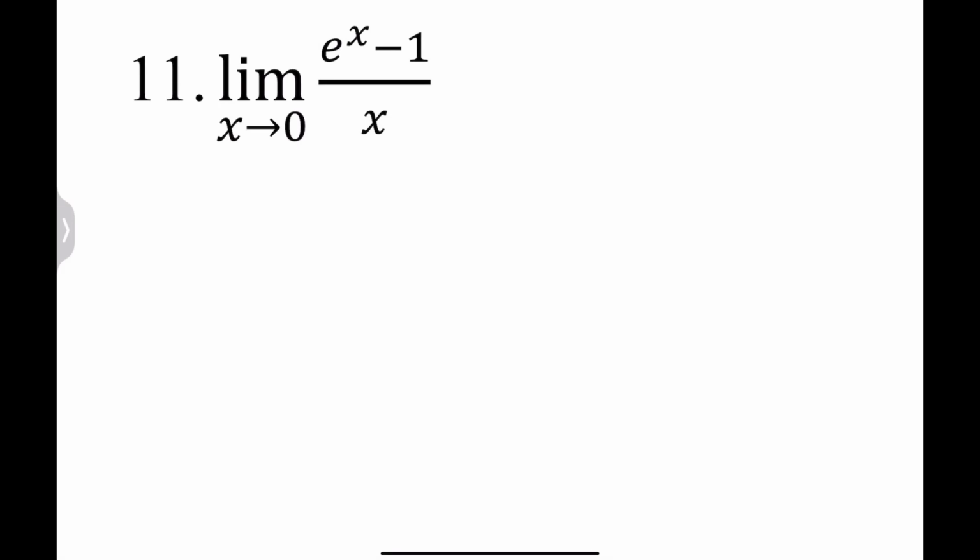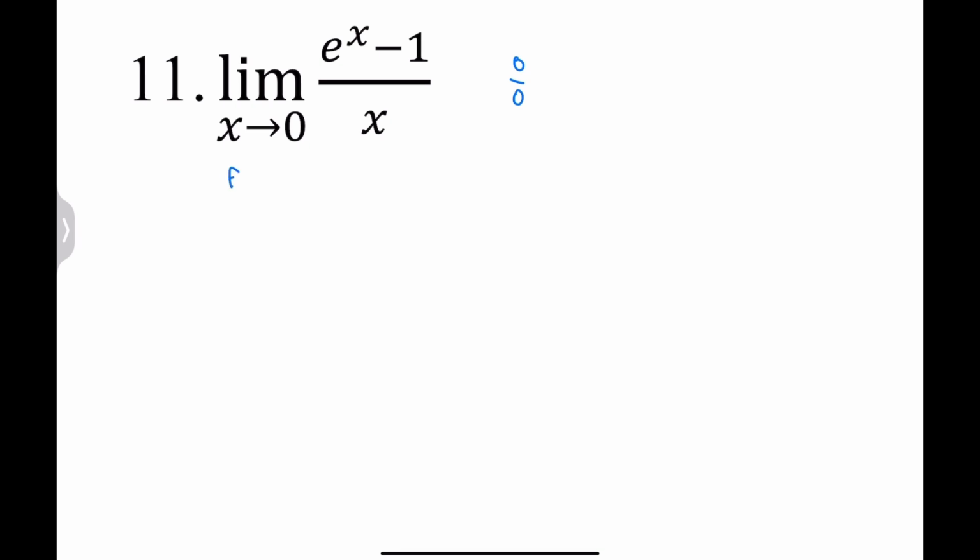So for number 11, it says limit as x approaches 0 of e to the x minus 1 all over x. So this is also indeterminate form, 0 over 0. But in this case, you can't use anything else like conjugate simplification or other things. So you might be wondering what you need to do. So in these cases, you can also do this one method.